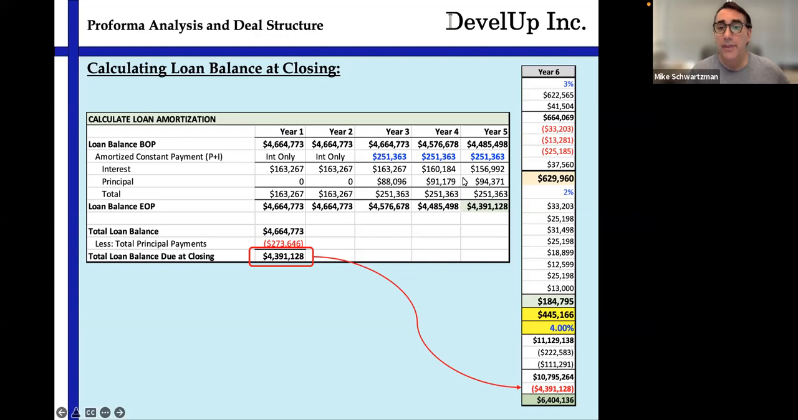We paid down these 3 years of amortization. So we got those principal payments, takes us down to 4.4 million rounded. And then when we looked at that year 6 operating statement, there's our amortized value that I indicated to get us to our net proceeds available for distribution.